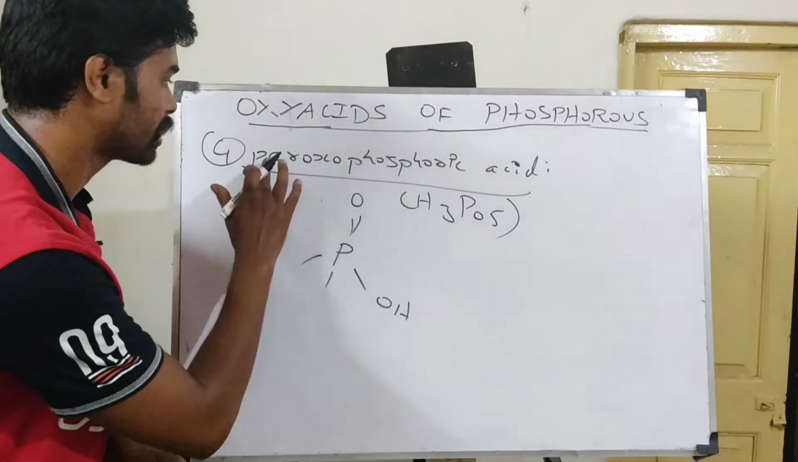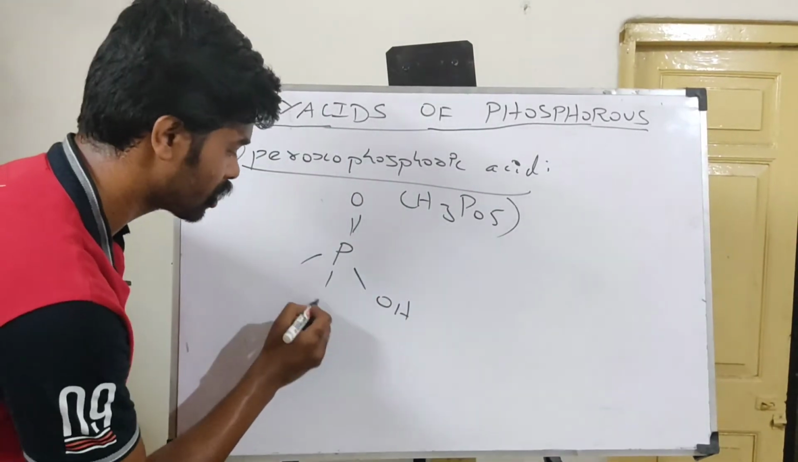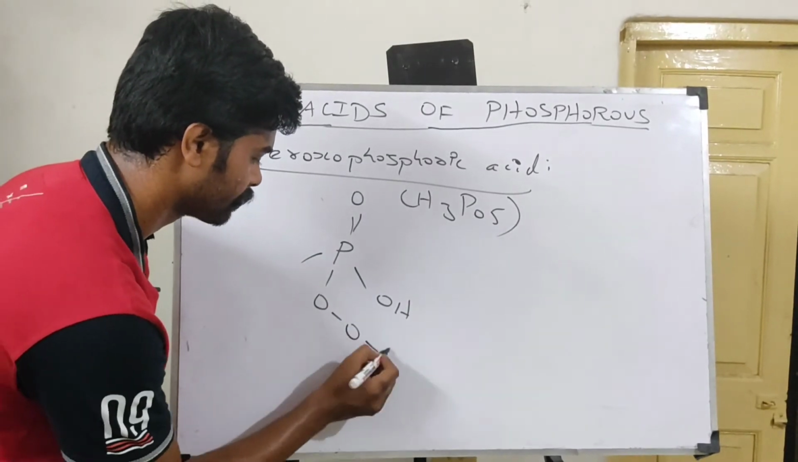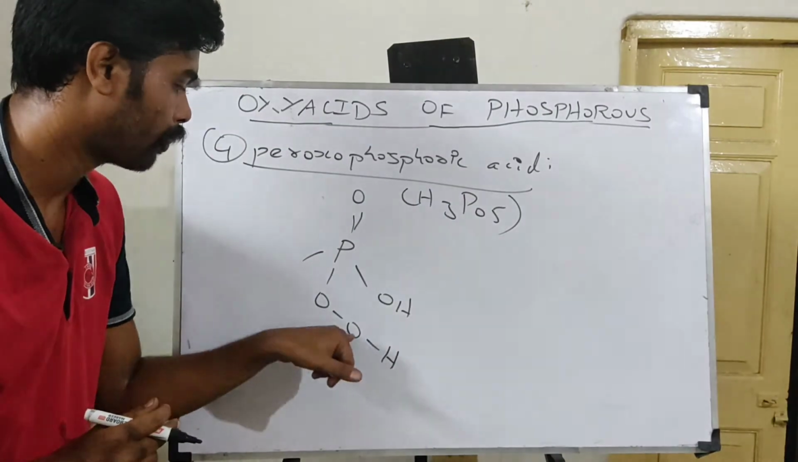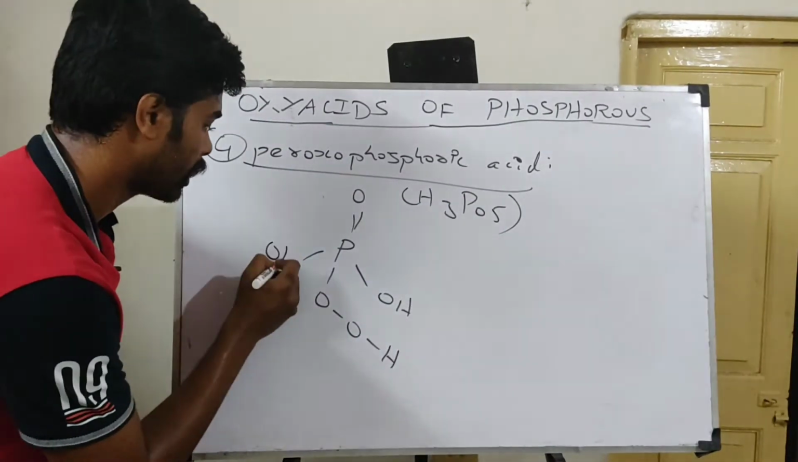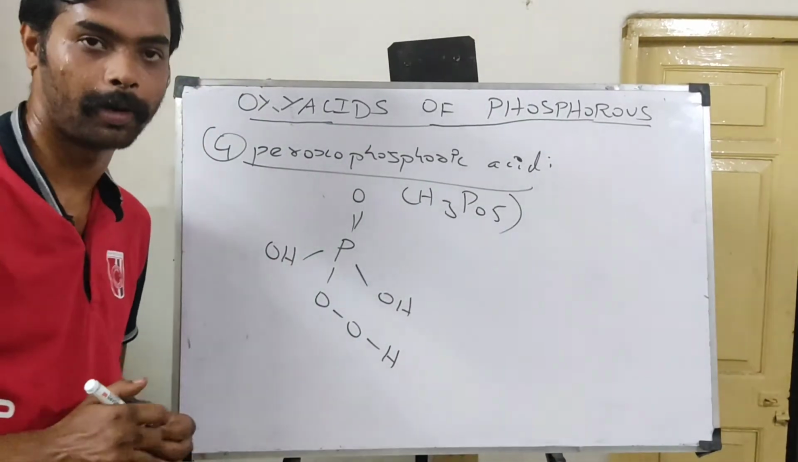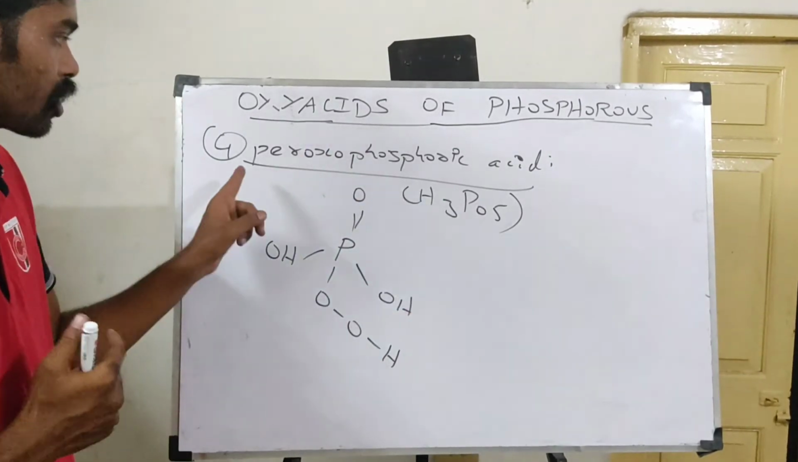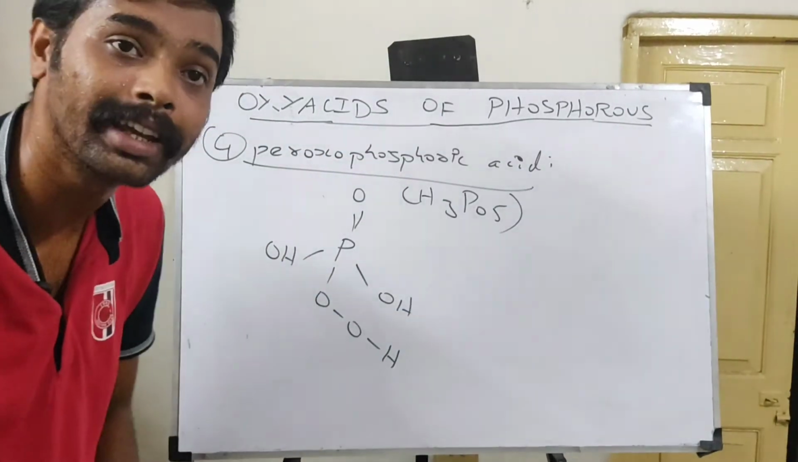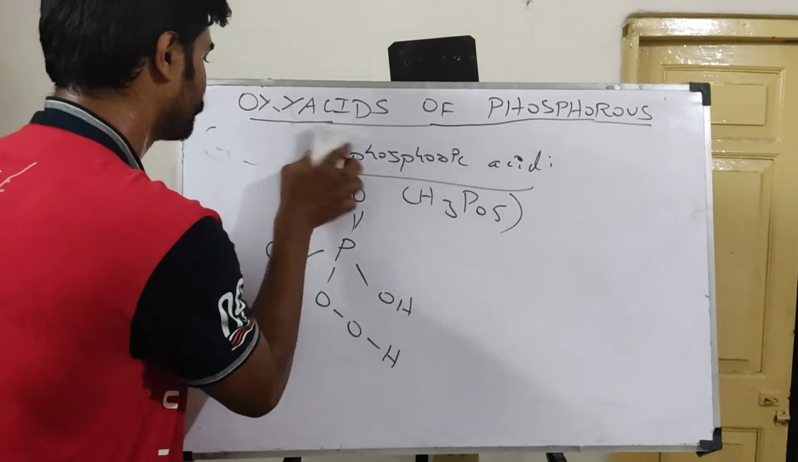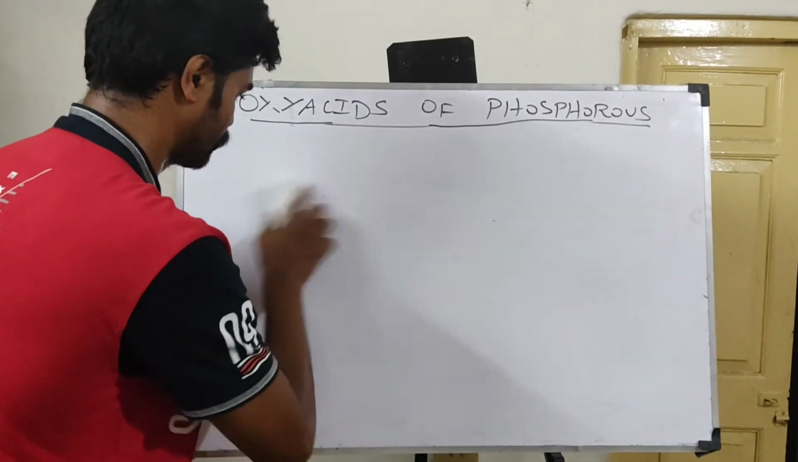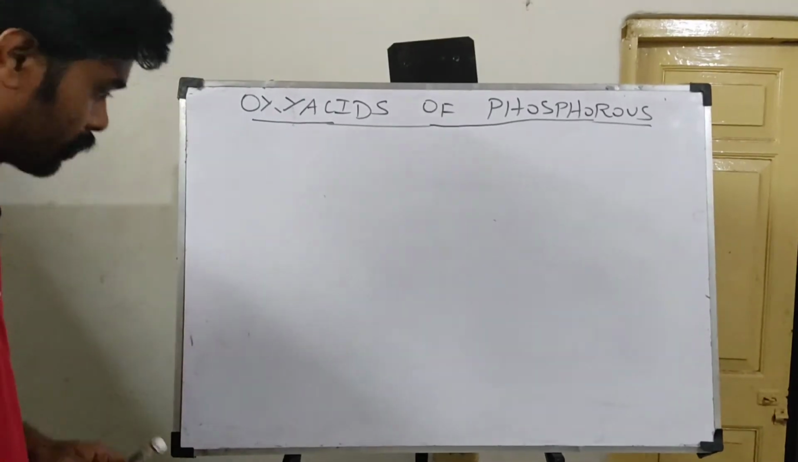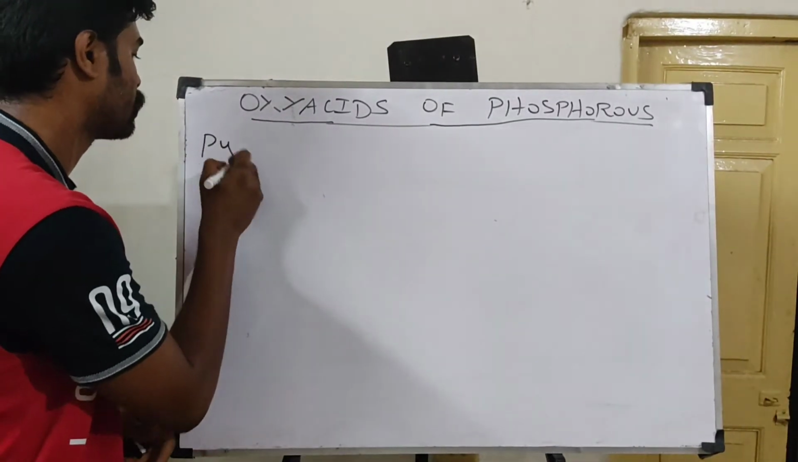So right now, as I already told you, I'm going to have one peroxo linkage. So I'm going to have this, and I need to have one more hydrogen atom accounted for, and there are 4 oxygens over. So I'm going to have one more OH bond, right? So this is the structure of peroxophosphoric acid. Okay, next one.